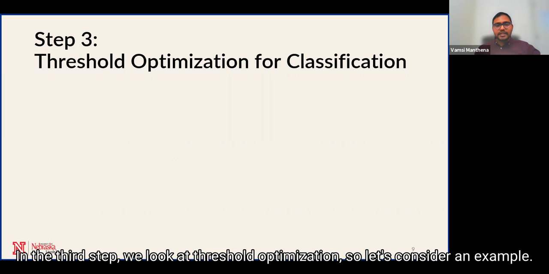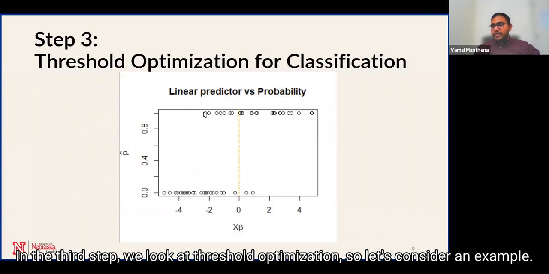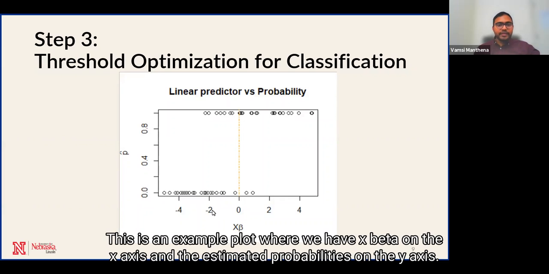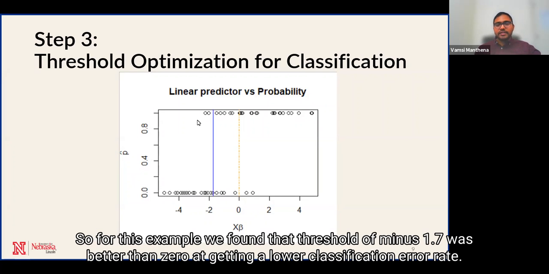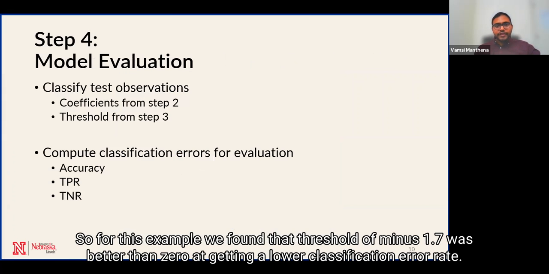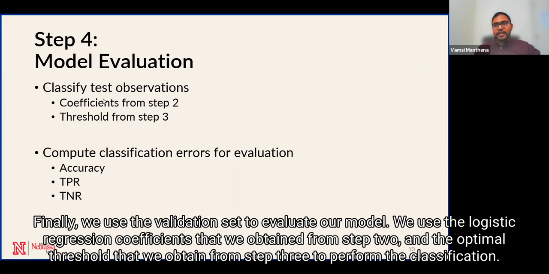So let's consider an example. This is an example plot where we have X beta on the X-axis and the estimated probabilities on the Y-axis. Commonly, 0 is used as a threshold, but is it optimal in this case? Maybe not. So our method determines the best threshold to minimize the overall classification error. So for this example, we found that a threshold of minus 1.7 was better than 0 at getting a lower classification error rate.